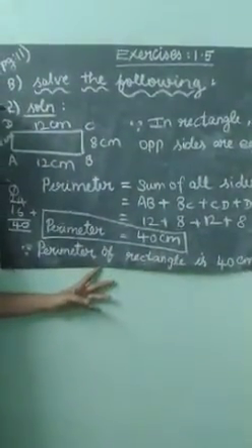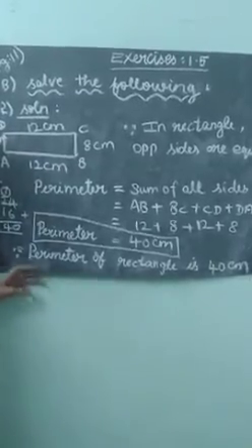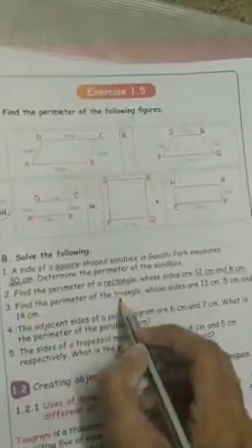Is that clear for you, ma? Do you understand this? Okay, ma. Now, third sum. Find the perimeter of the triangle whose sides are 13 centimeter, 5 centimeter and 14 centimeter. Okay? This is your homework. Try this. Okay?